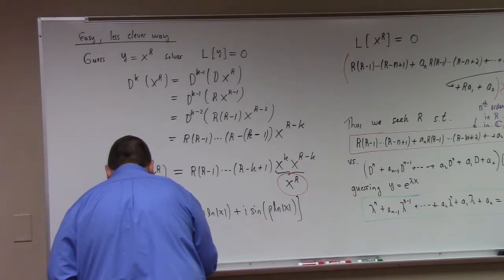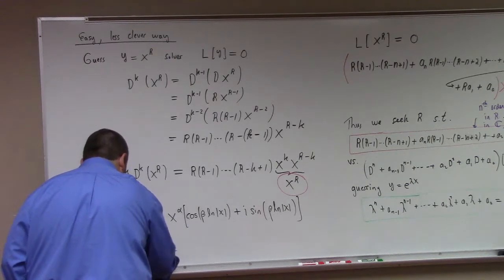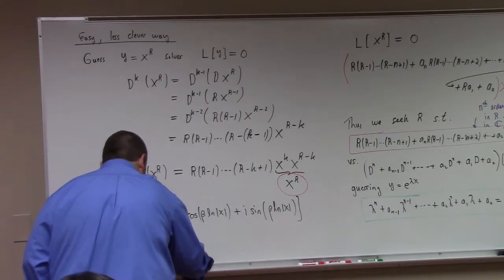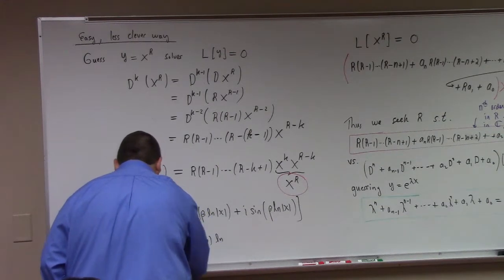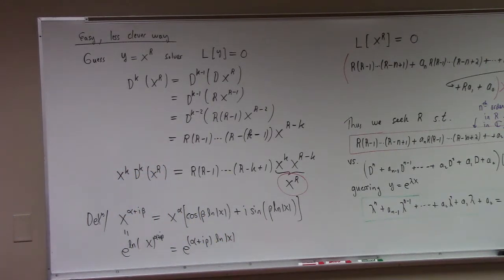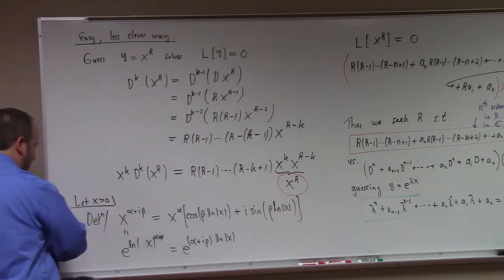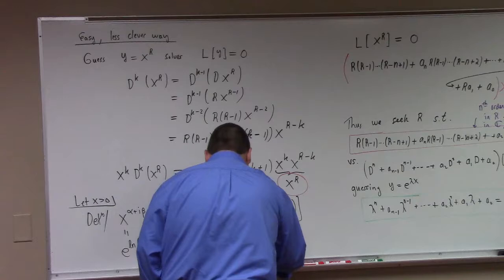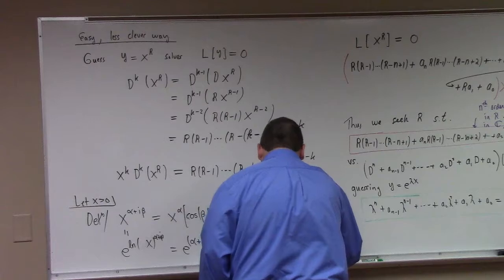Curses, I lost my x. X to the alpha plus i beta, but then if you believe in laws of exponents, that should be e to the alpha plus i beta times the natural log of, and we probably should put an absolute value on x there just to make sure it makes sense here. We just let x be positive to keep things simple, okay? And so this would give me e to the alpha natural log of the absolute value of x, e to the i beta natural log of the absolute value of x.